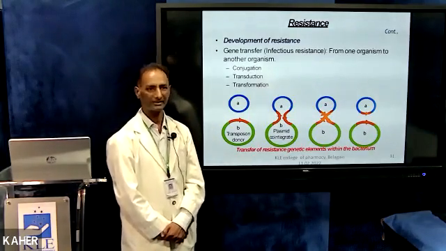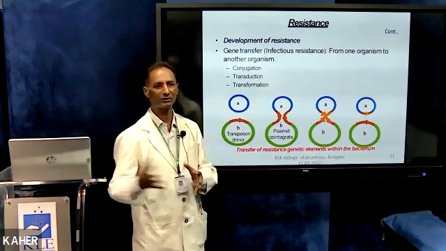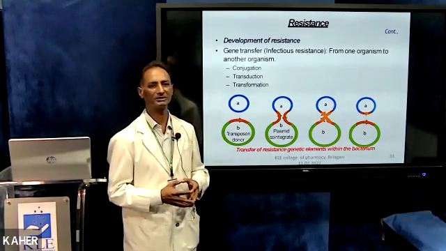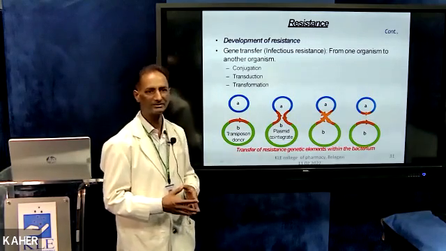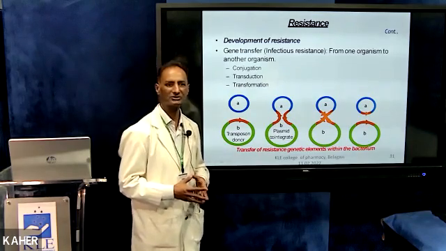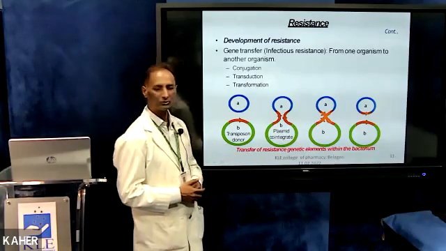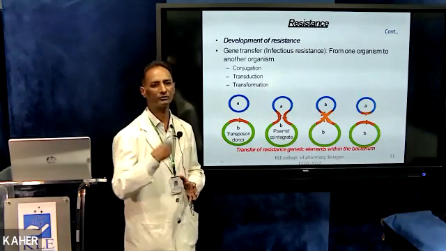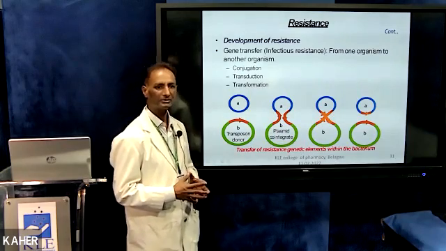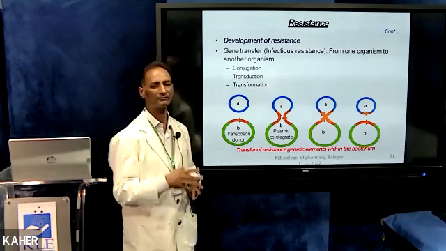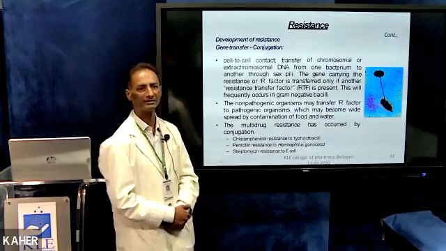What are the mechanisms? Gene transfer takes place from one organism to another organism. That is, the resistance factor which one organism has will be transferred to another organism by three methods: conjugation, transduction, or transformation. Mainly in conjugation, through transposon donors, the nuclear component is transferred from one gene to another, or through plasmid crossover, and the genome of the resistance factor is transferred from one microbe to another.